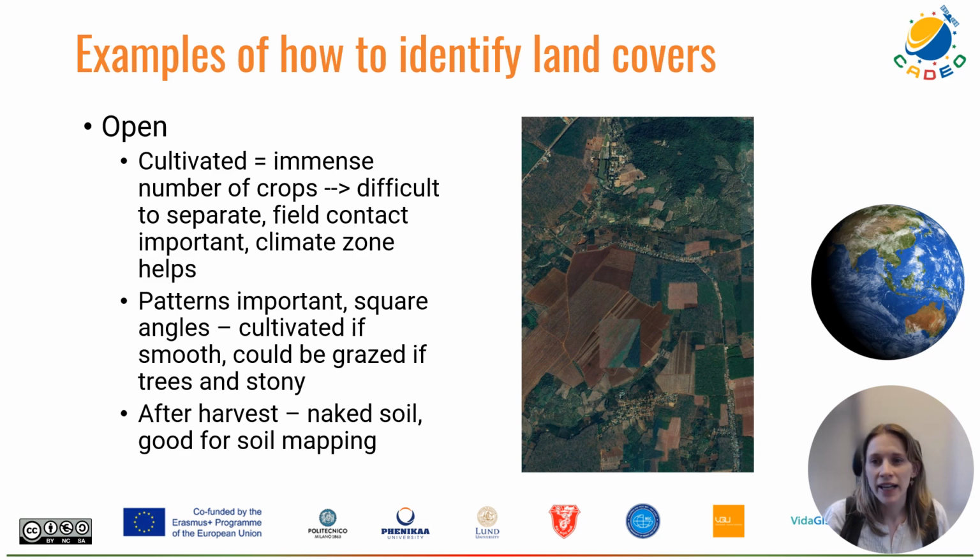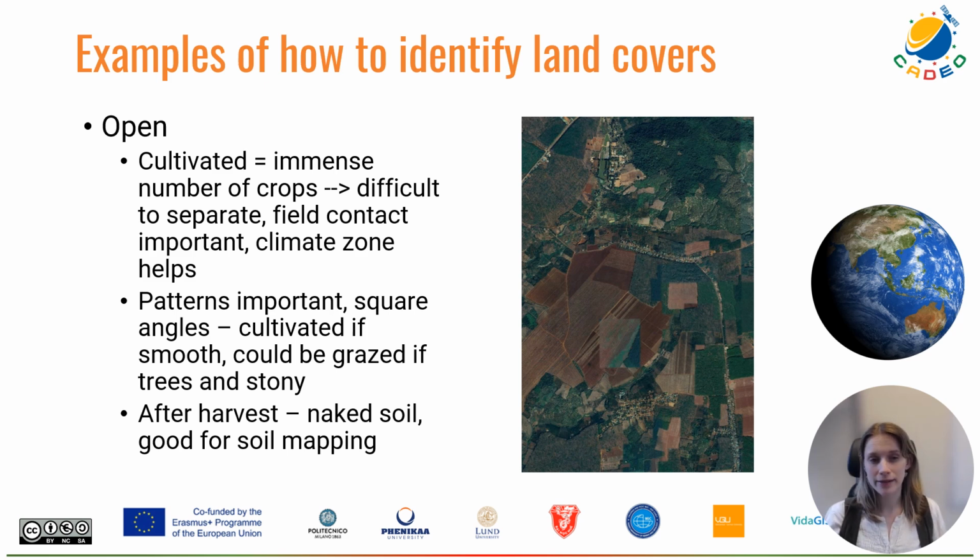So how can we identify land covers? And I just have some examples that might be relevant to you who are listening. If we look at open lands, for example, cultivated with a lot of crops, it can be hard to separate different types of crops. So there it's important to have contact with the field. You go into the field and collect training data. It can be good to have information about the climate zone, to know what kind of crops can you expect in an area.